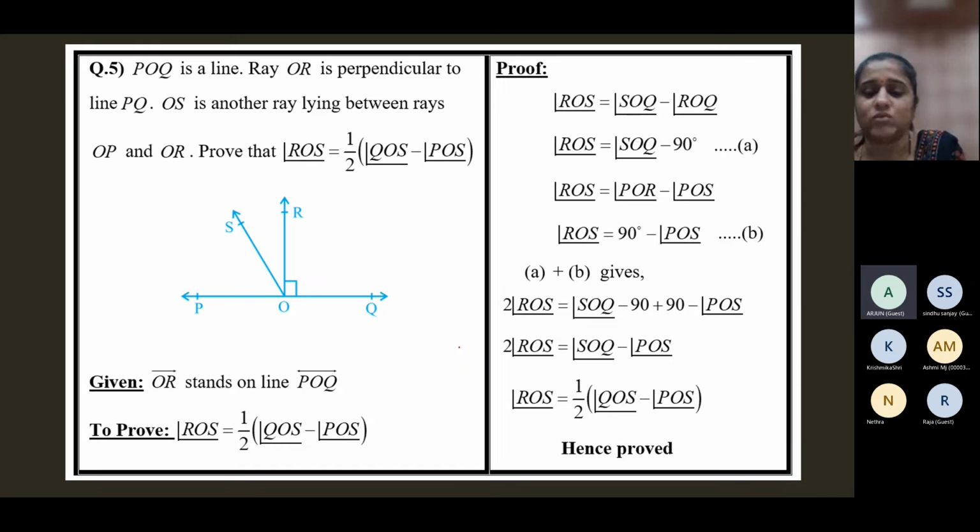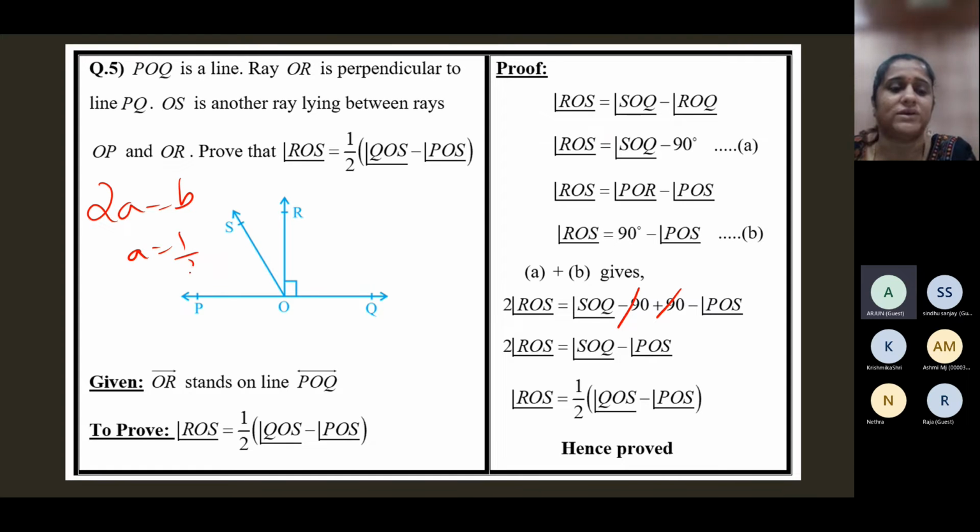Right? So then what happens? Plus 90 minus 90 gets cancelled. So you get SOQ minus POS. Now this 2 will come for division, or it will become half. Like 2a is equal to b means a is equal to 1 by 2b, because 2 by 1 will become 1 by 2 on the other side.